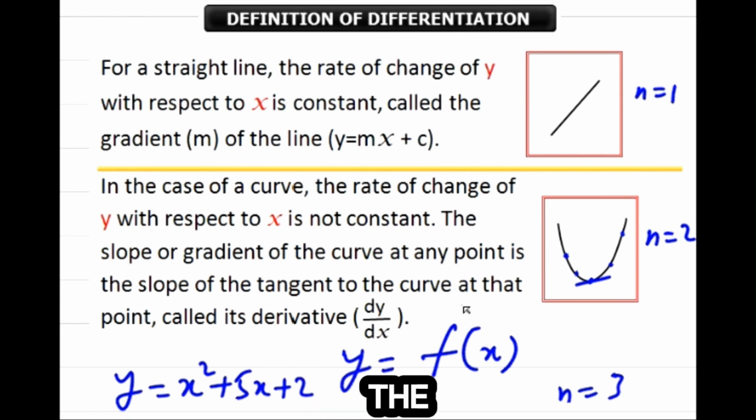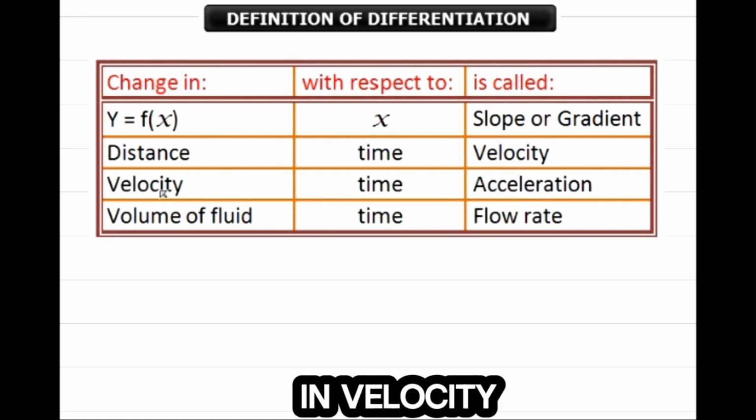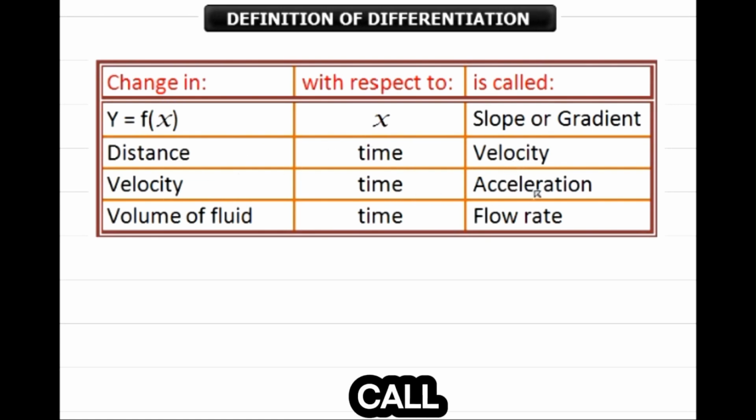It also talks about rates of change. Let me show you the next diagram. Here is another explanation for differentiation. It talks about the rate of change. If you have a function y equal to f of x, the change in y with respect to x is what we call the slope or gradient of that function. The change in distance with respect to time is velocity. The change in velocity with respect to time is acceleration, the rate at which you are increasing your speed.